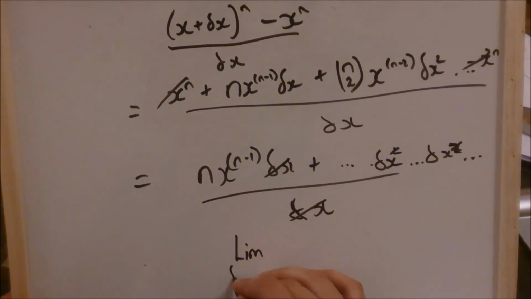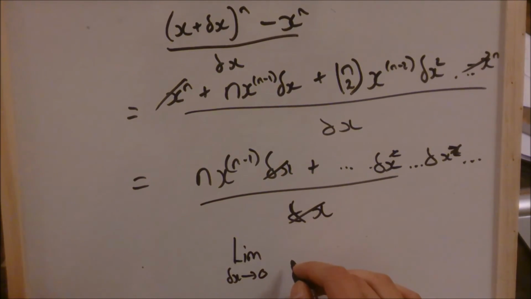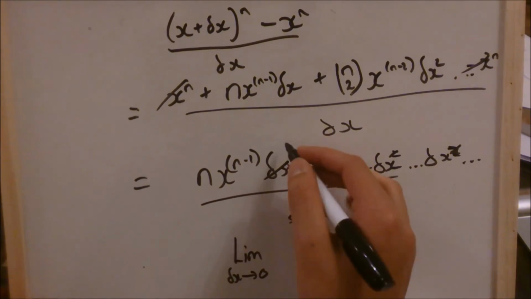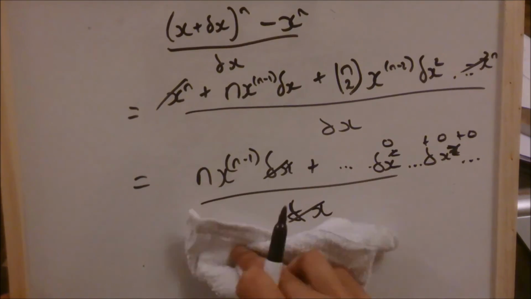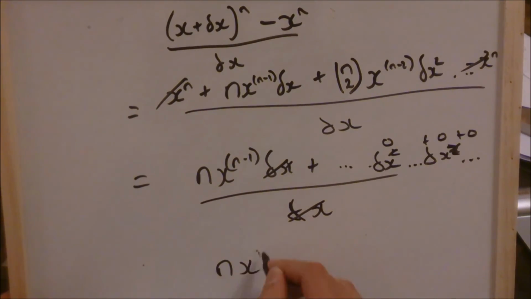But as delta x gets closer and closer to 0, so the line gets closer and closer to the gradient, the rest of the terms go to 0, and this leaves us with just n x to the n minus 1.